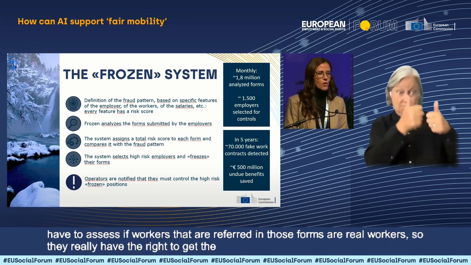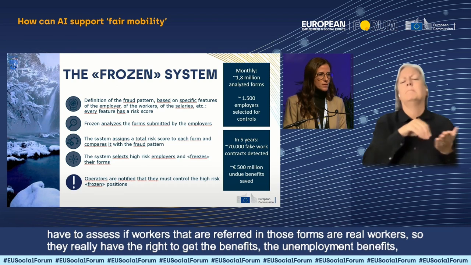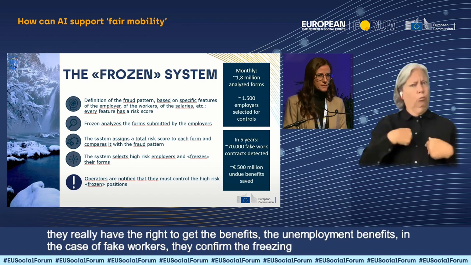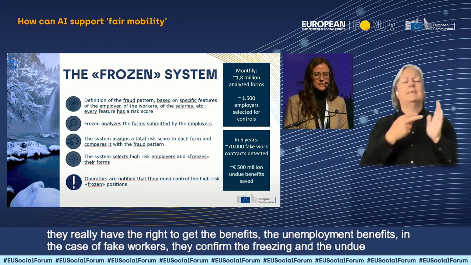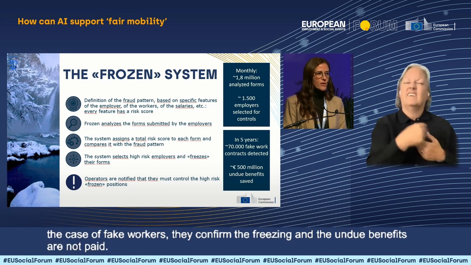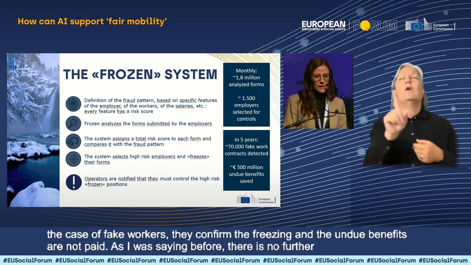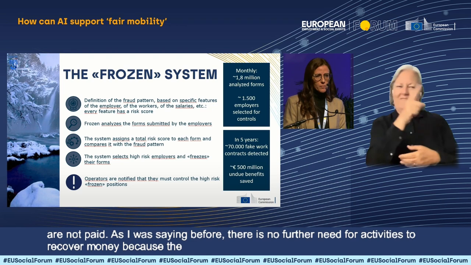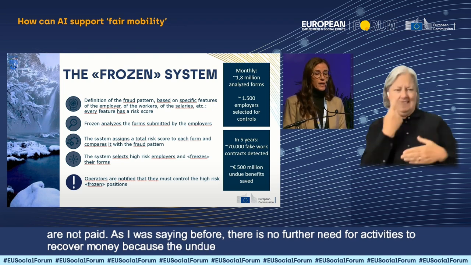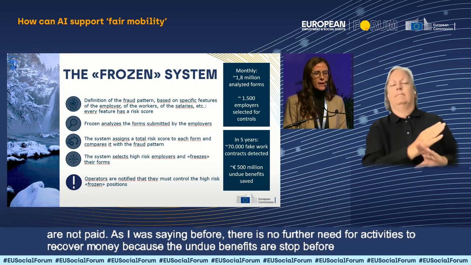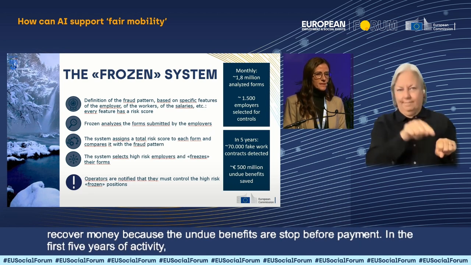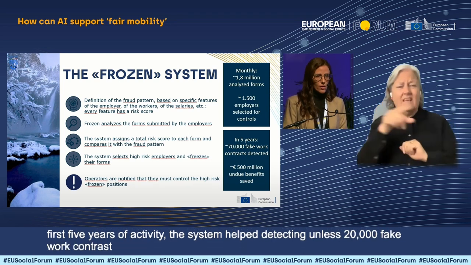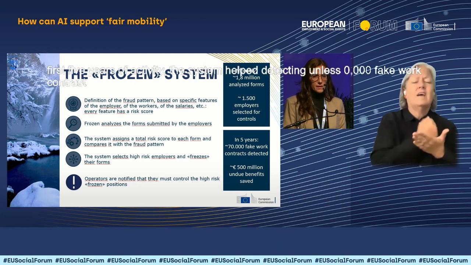The unemployment benefits are then released, or in the case of fake workers, they confirm the freezing and the undue benefits are not paid. This means that, as I was saying before, there is no further need for activities to recover money because the undue benefits are stopped before being paid. In the first 5 years of activity, the frozen system helped detect more or less 70,000 fake work contracts and saved $500 million of undue benefits. So it's quite an effective measure.